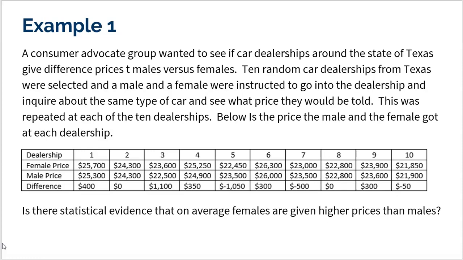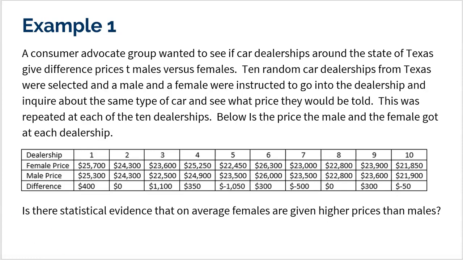Dealership 3, the female was charged $1,100 more. Dealership 4, the female was charged $350 more. Dealership 5, they charged the male more. There was a negative difference. You do have to go in the same order. So I'm doing female minus male. And then you can obviously see the rest of the numbers along the way here.